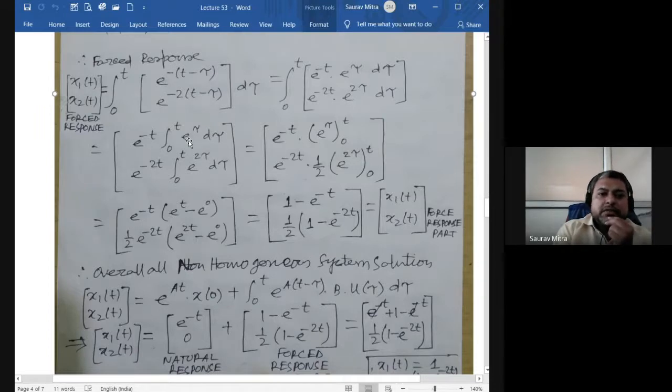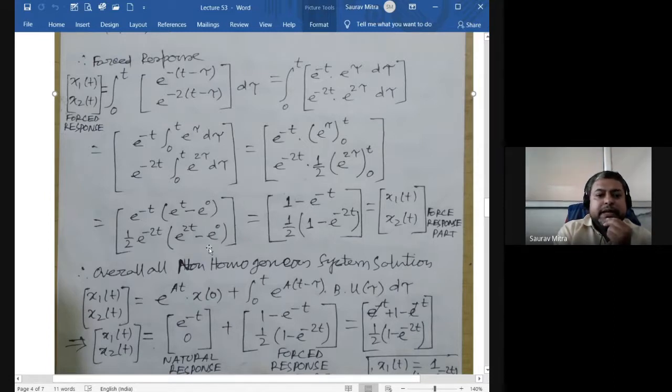What is the integration of e raised to tau? It is e raised to tau only. So this is what I have written, e raised to tau from 0 to t. And what is the integration of e raised to 2 tau? It is e raised to 2 tau by 2. So that's why I have written half into e raised to 2 tau from 0 to t. Now here you have to substitute tau as t and tau as 0. e raised to minus t is there, e raised to minus t has to be taken as a constant. It is kept outside. Here I have substituted t, so this is e raised to t minus e raised to 0. And now this is half into e raised to minus 2t, into e raised to 2t minus e raised to 0.